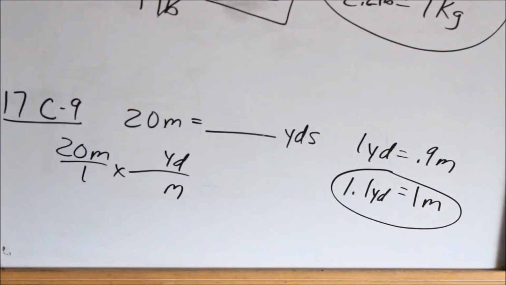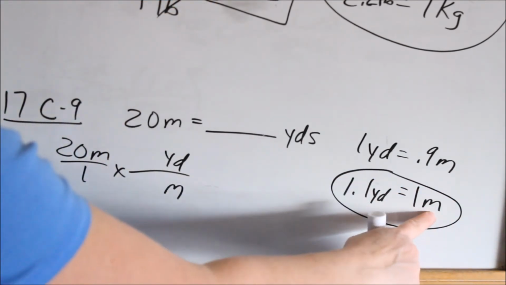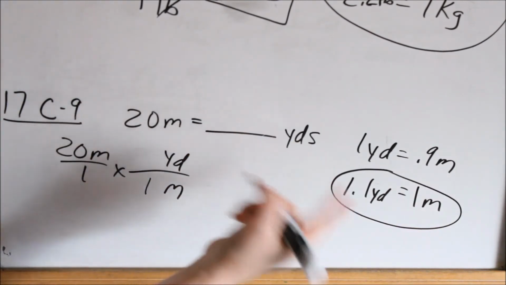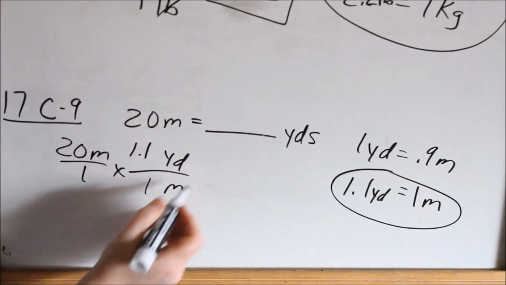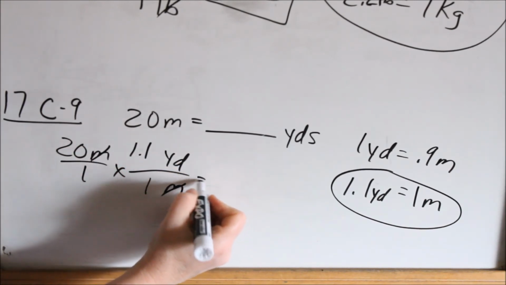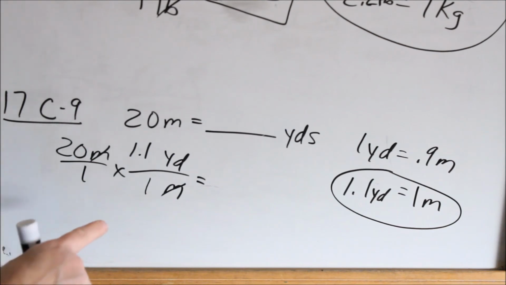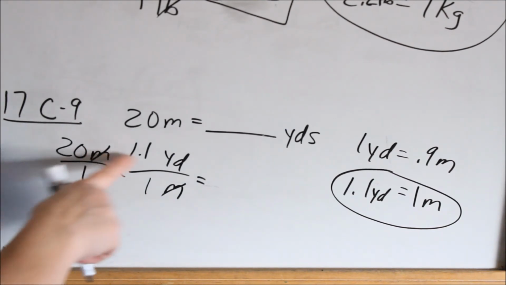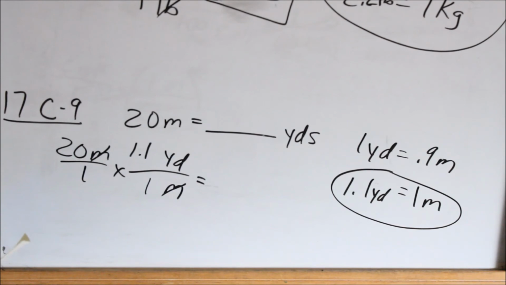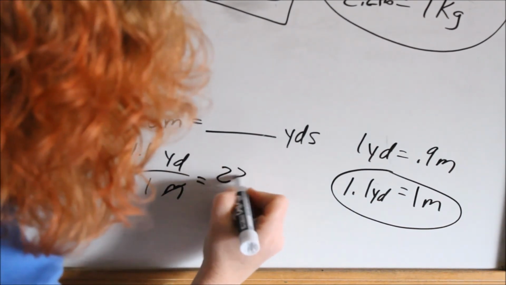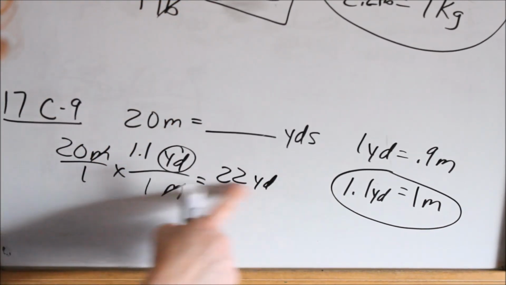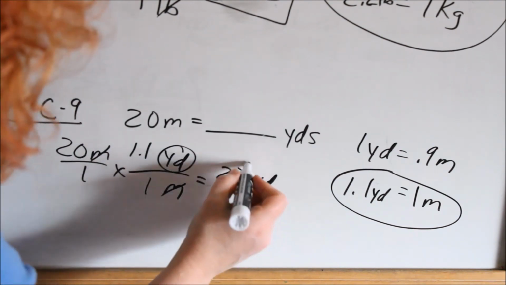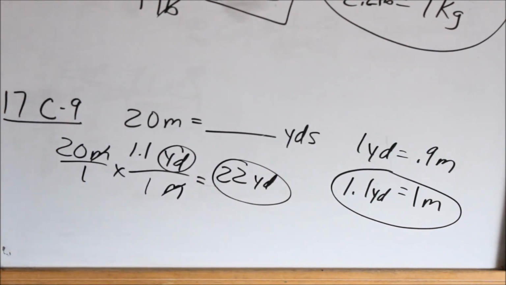I'm going to use this one. So my 1 goes with my meter. It doesn't matter which one you use, you'll get the same answer. My 1.1 goes with my yard. My meters cancel. So then it turns out that I will have 20 times 1.1, which is 22, and I have yards left, and the denominator is 1 times 1, doesn't need to be written, so 20 meters is the same thing as 22 yards.